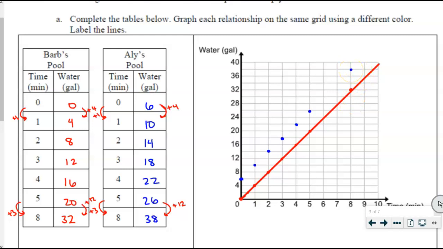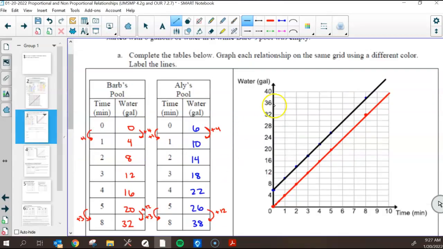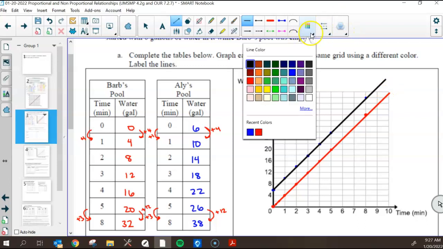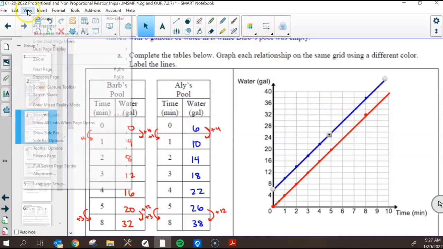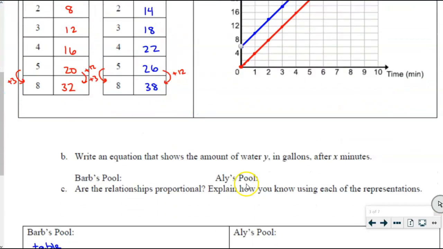And again, I can still see that all of these land in a nice, perfectly straight line, but it's different from the red line because something else is happening there. Let me try that again. Select it and then blue. All right. With that in mind, we're ready to answer the next ones.